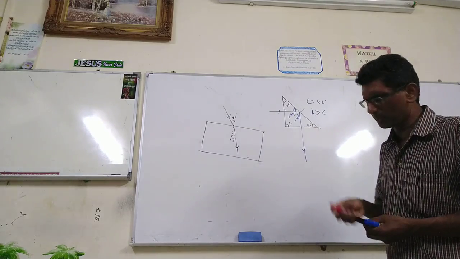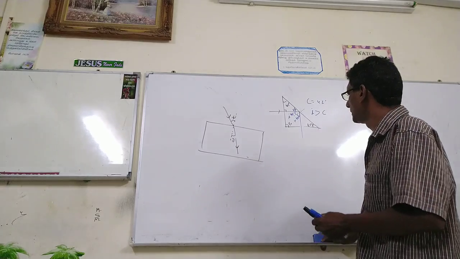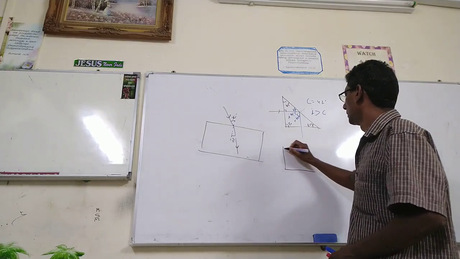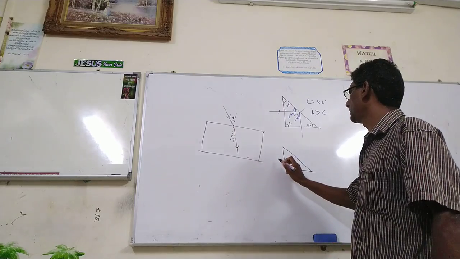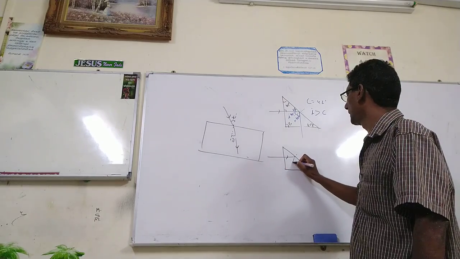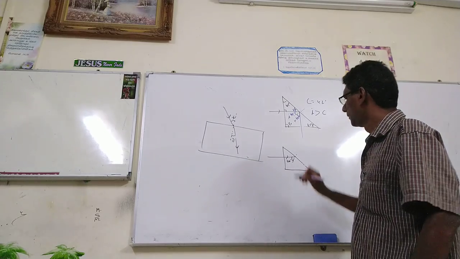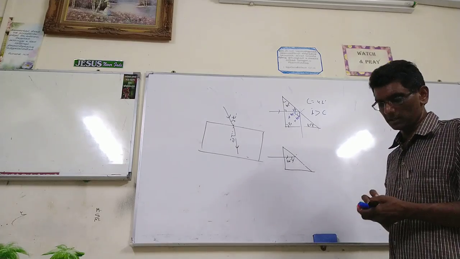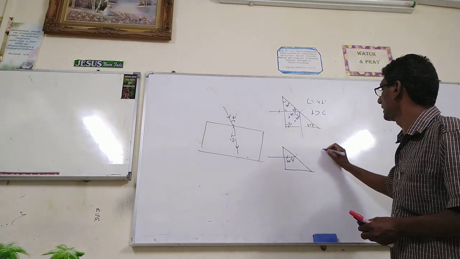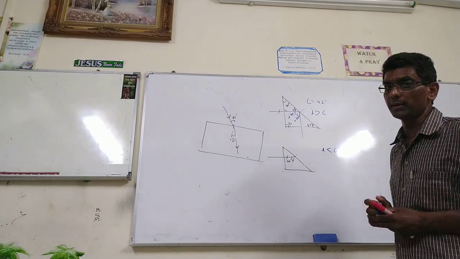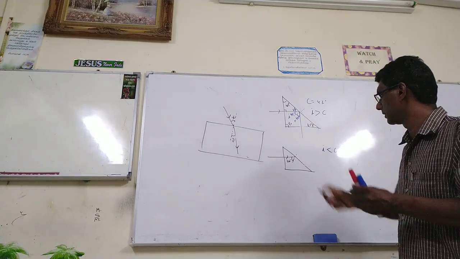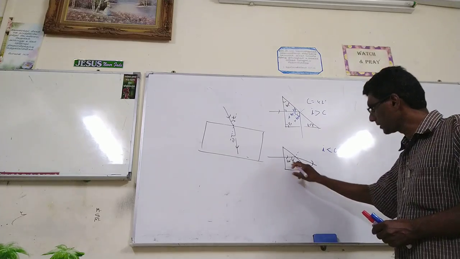So I would like to take this opportunity to teach you something else. Let's say the incident angle is 40 degrees. What does 40 degrees mean? The incident angle is less than the critical angle. The critical angle is 42. What happens to the light ray? The light ray experiences refraction out of the medium.